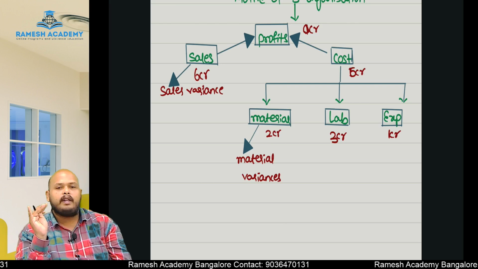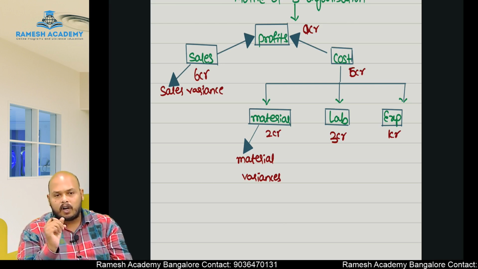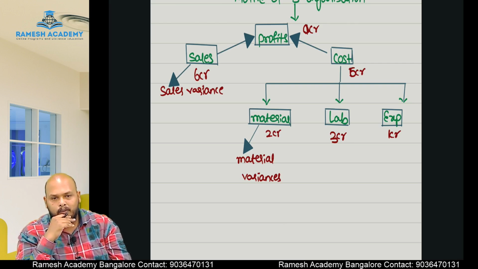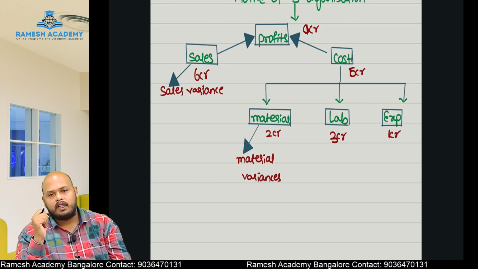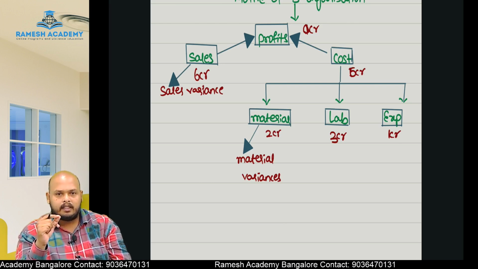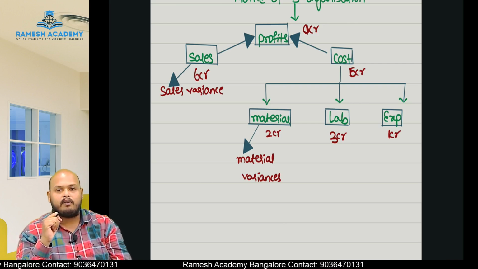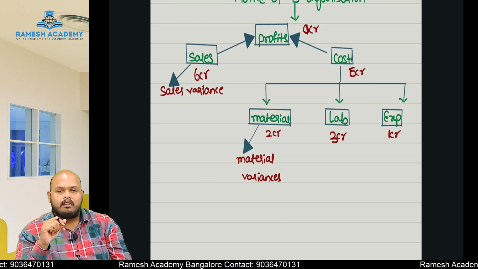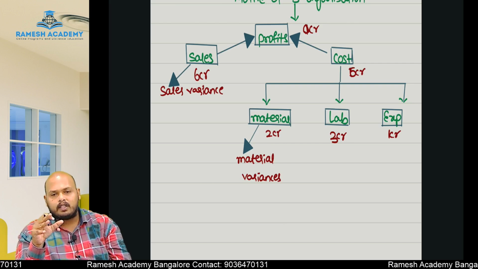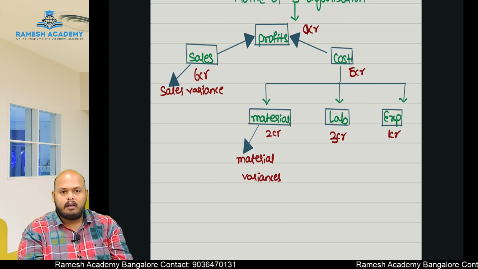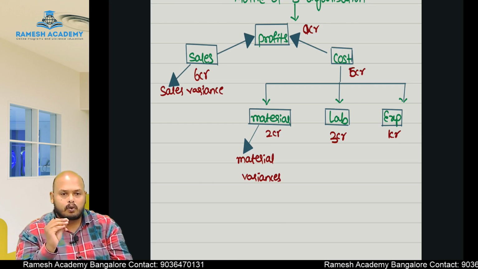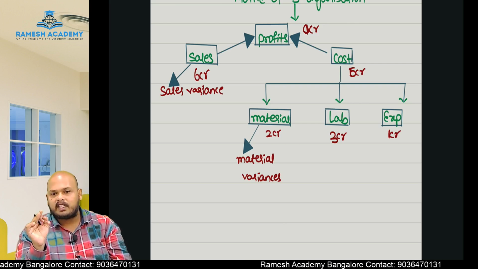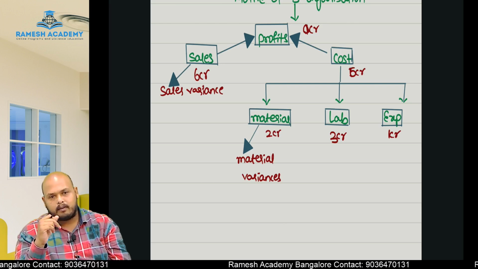Did you observe one thing here? If one single element in the organization is changing, it has a direct impact on whom? It has a direct impact on profit only. That is the reason, being a cost and management accountant, we should manage in such a way that all the elements in the organization are maintained and controlled. It is important that no single element gets disturbed. If a single element is disturbed, the profits get disturbed.